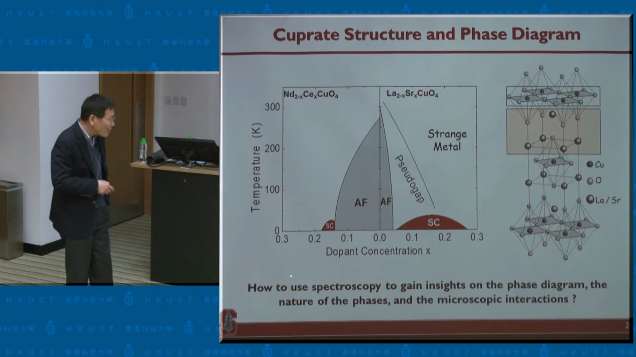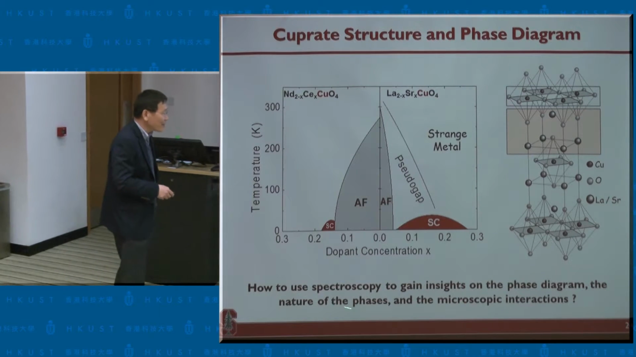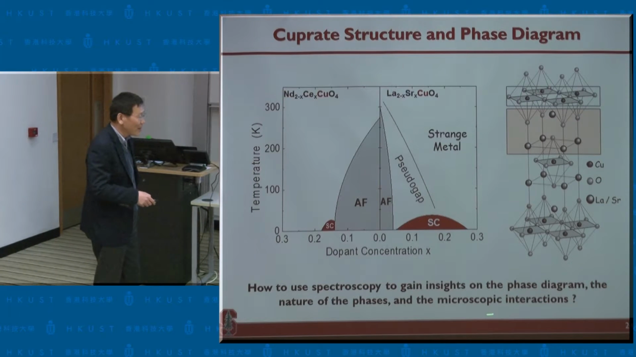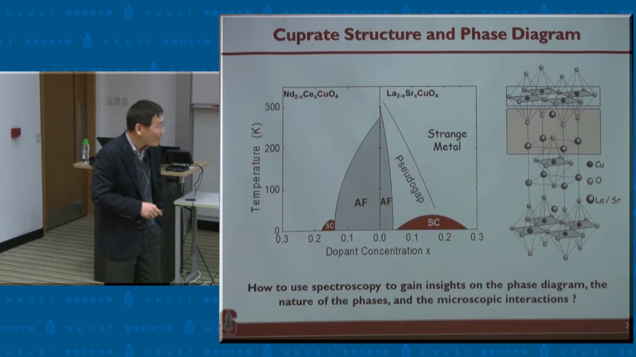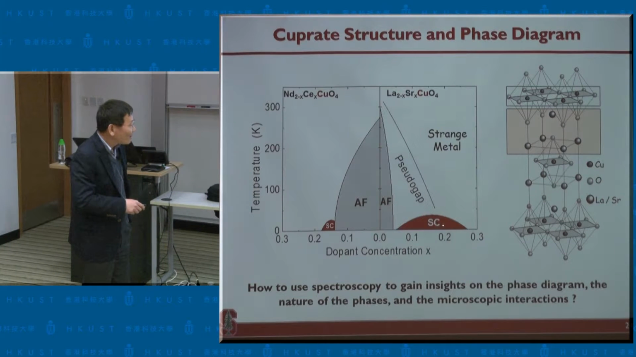And our goal is how to use spectroscopy to gain insights on the phase diagram, both the nature of the phases and the microscopic interactions. Now let's look at the hole-doped one. Again, it's a crystal that's a layered compound, and here's the hole-doped situation. By looking at these names, you can see it's remarkable in the sense that, in fact, we actually know more about the superconducting state than its nearby state.